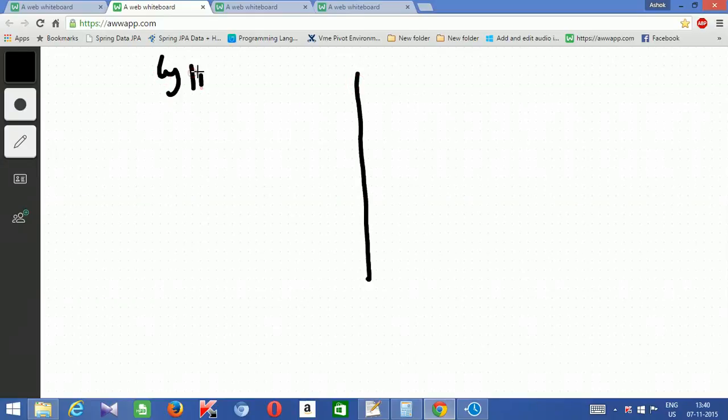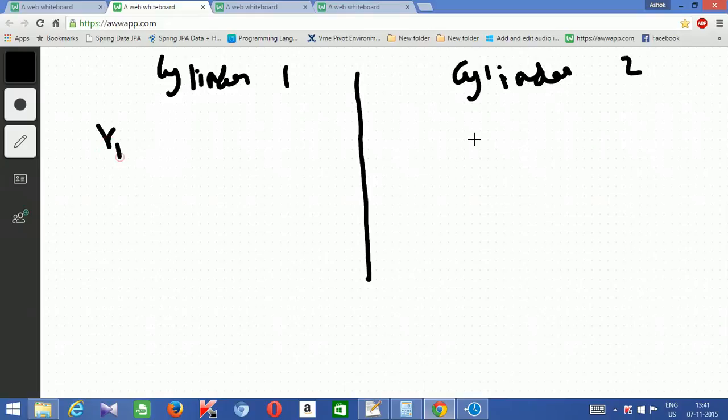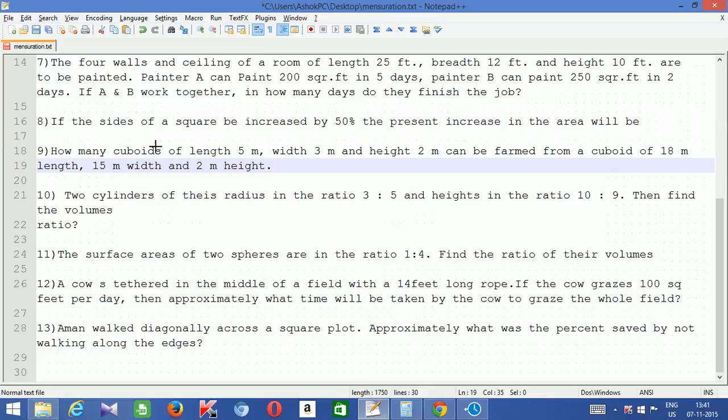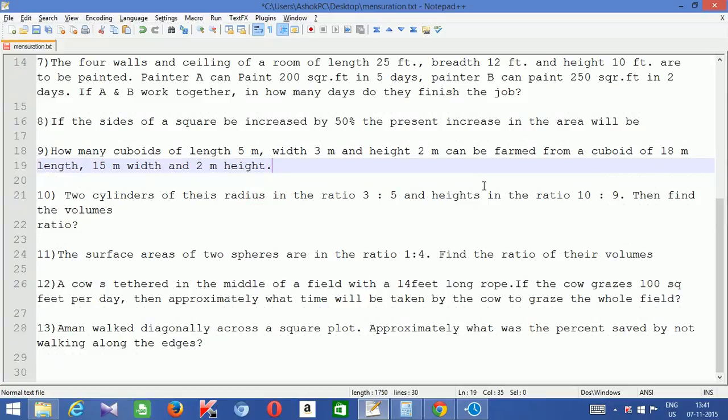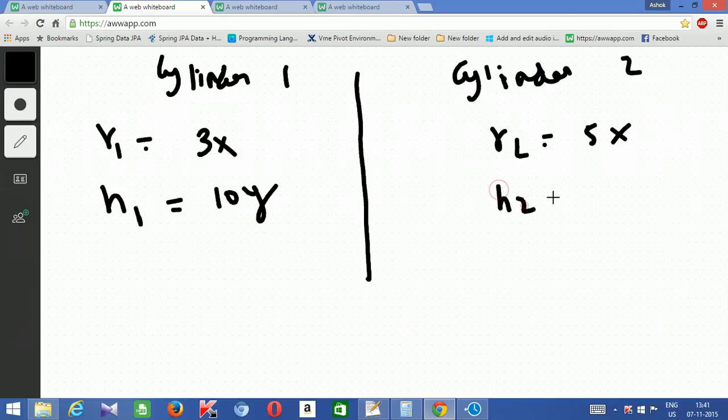This is cylinder 1 and you have a cylinder 2. The radii are R1 and R2. Now what is the ratio given? The ratio is 3:5, so I will put R1 as 3x and R2 as 5x, where x is that particular ratio quantity. Next, the heights are in the ratio, so I will put the height quantity as y. So h1 will be 10y for the first cylinder, and for the second cylinder it will be 9y.